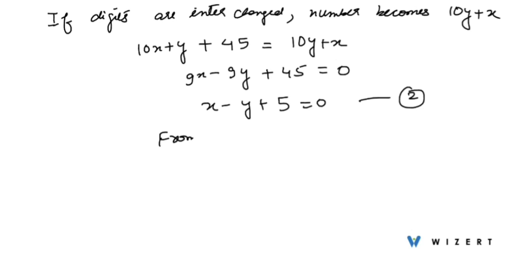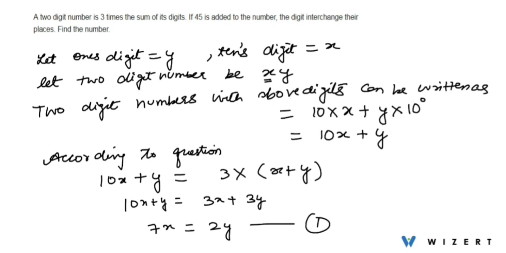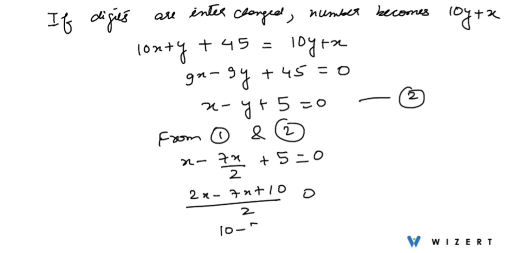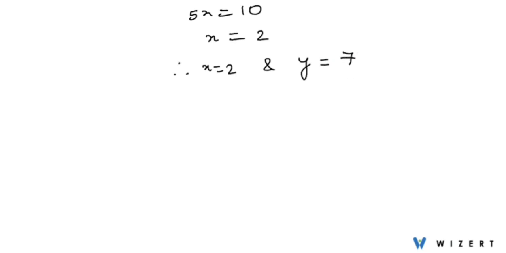Now with the help of equations 1 and 2, we can write x minus y as 7x by 2. So 7x by 2 plus 5 equal to 0. If we simplify it, we will get this. Further, after simplifying, we will get 5x equal to 10, therefore x is equal to 2. Therefore x is 2, and for x equal to 2, y is 7 by 2 times x, with x equal to 2, that is 7.